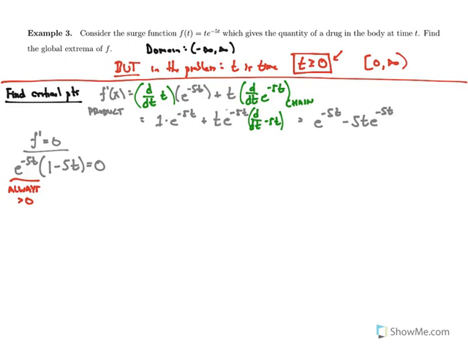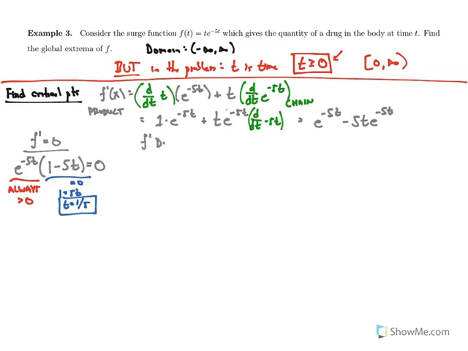It's like a positive number. If it was a 2, we would just divide by 2 and it'd be good to go. To find the 1 minus 5t, we set that equal to 0. That's 1 equals 5t. That's going to be t equals 1/5. And there is our critical point from setting the derivative equal to 0.